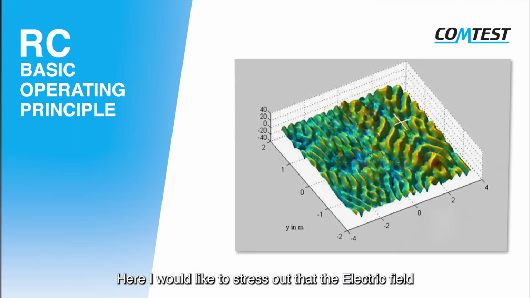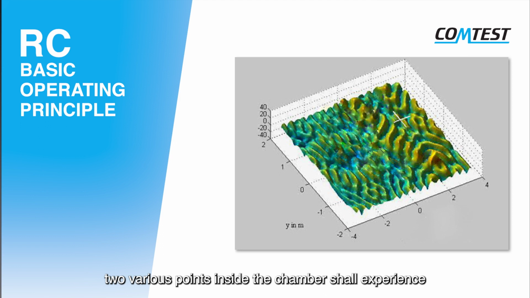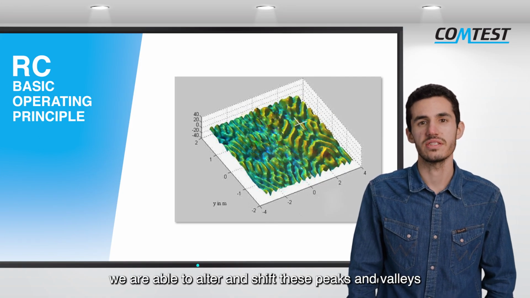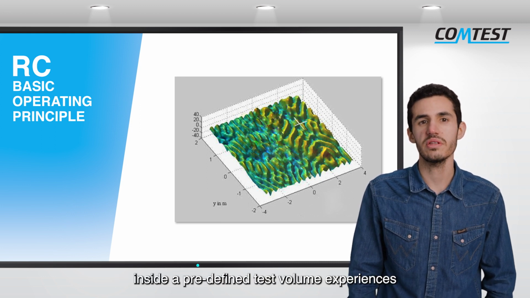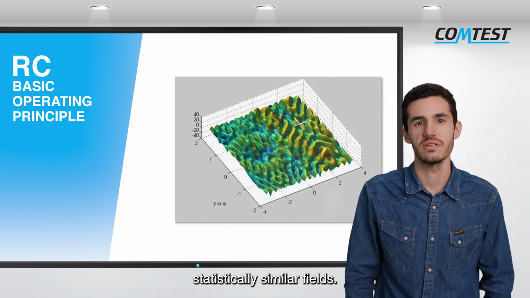Here, I would like to stress out that the electric field inside the reverberation chamber is not uniform for a specific position of the steerer. Again, it has peaks and valleys, meaning that for every steerer position, two various points inside the chamber shall experience very different electric fields. But by moving the steerer, we are able to alter and shift these peaks and valleys, making sure that every point inside the predefined test volume experiences statistically similar fields.